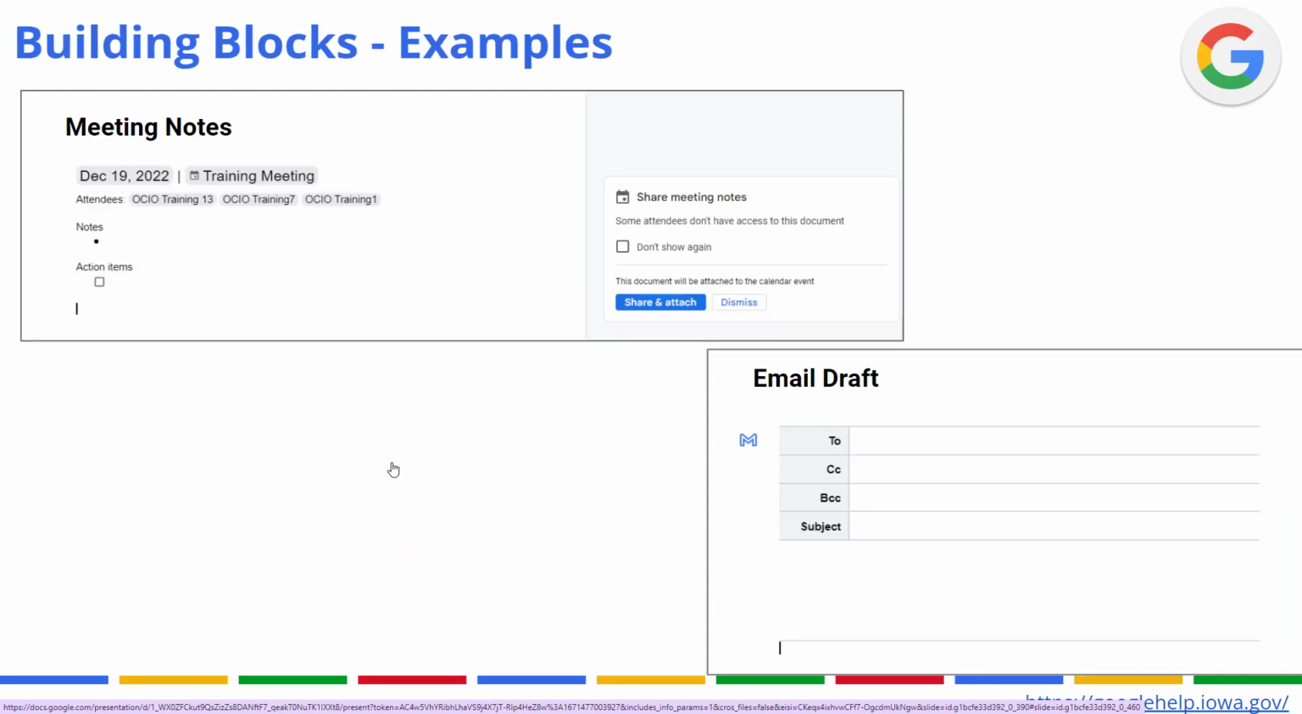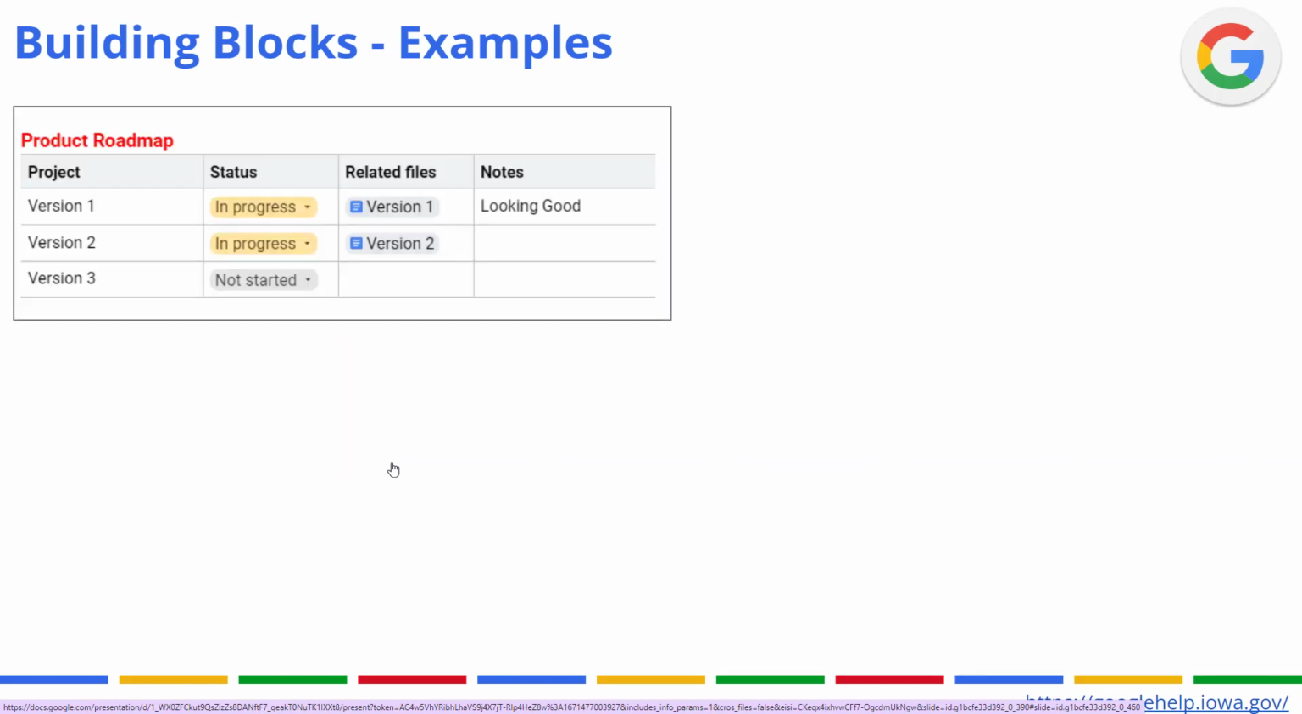The first one is the meeting notes. You can actually attach a meeting note to a calendar invite directly from Google Docs. This is an example of a building block. The other example on this slide is email draft. Docs is a great way to collaborate and create an amazing email, and you can actually send an email directly from Google Docs.